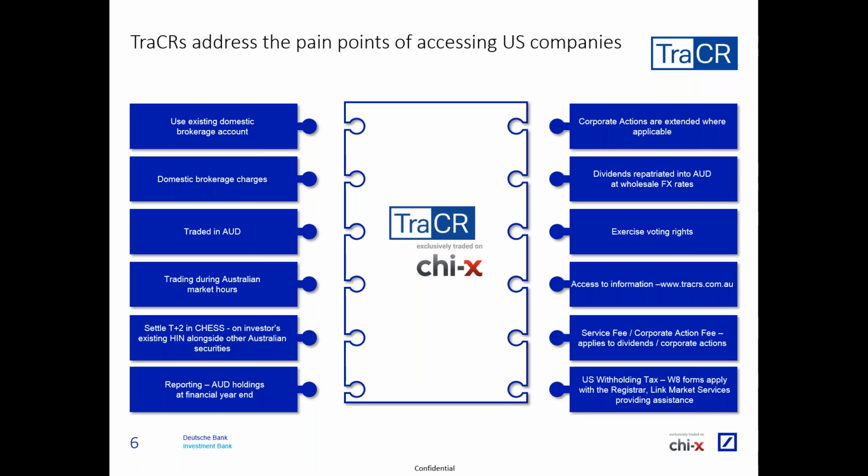You can use your existing brokerage account to buy Apple, for instance. It settles T+2 in CHESS under your local broker HIN, just like your Westpac and Telstra shares. In terms of meeting the Australian regulatory standards, ASIC has classified Tracers as a domestic equity security. It's not a structured product. It's not a derivative. If you own a Tracer, then the ultimate beneficial ownership of that underlying share is yours.